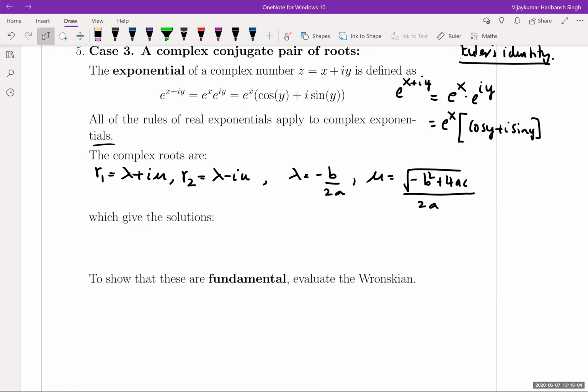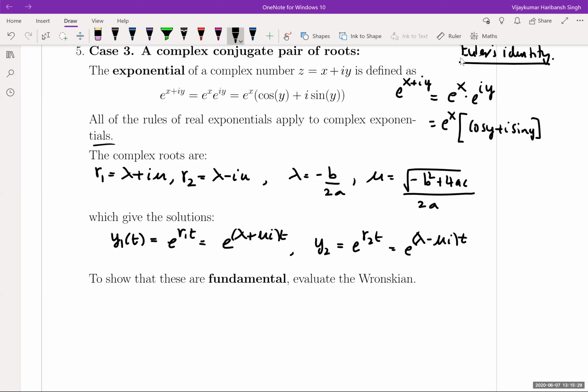So in that case, the solution is given by y1 of t equals e to the power r1t, which is e to the power (lambda plus mu i)t, or i mu t, and y2 is given by e to the power r2t, which is the same as e to the power (lambda minus mu i)t.